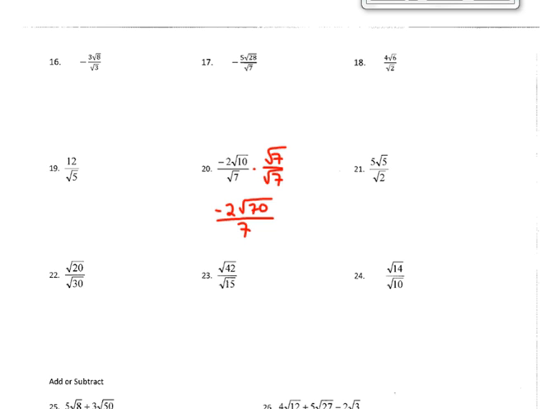Well, the square root of 70 looks like a pretty big number, so I want to make sure that I don't have any perfect squares in there to reduce. And so when I do that, I look at the square root of 70 and I say, well, 70 is 7 times 10, and 10 is 5 times 2. There are no pairs in there. There's no perfect squares that would reduce, and so I end up with that being just the answer.